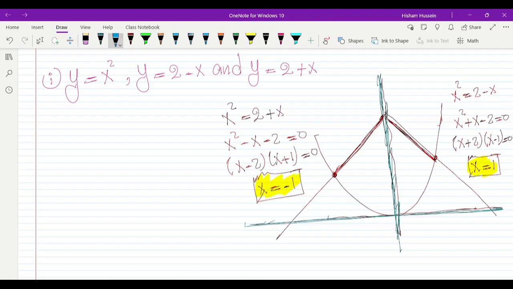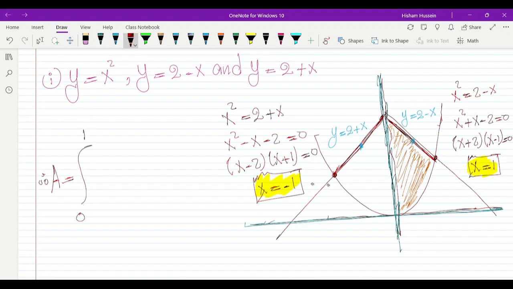But the upper curve here is different from the upper curve here. Here the upper curve is y equals 2 minus x. The upper curve here is y equals 2 plus x. So the area will be the sum of two areas. For the first part, the area is the integration from 0 to 1 of the upper curve, 2 minus x, minus the lower curve, x squared, dx. The lower curve in both areas is y equals x squared. Okay, and evaluate this area.